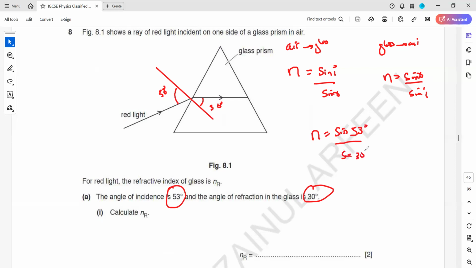What's the answer? Sine 53 over sine 30. Sine 53 divided by sine 30.